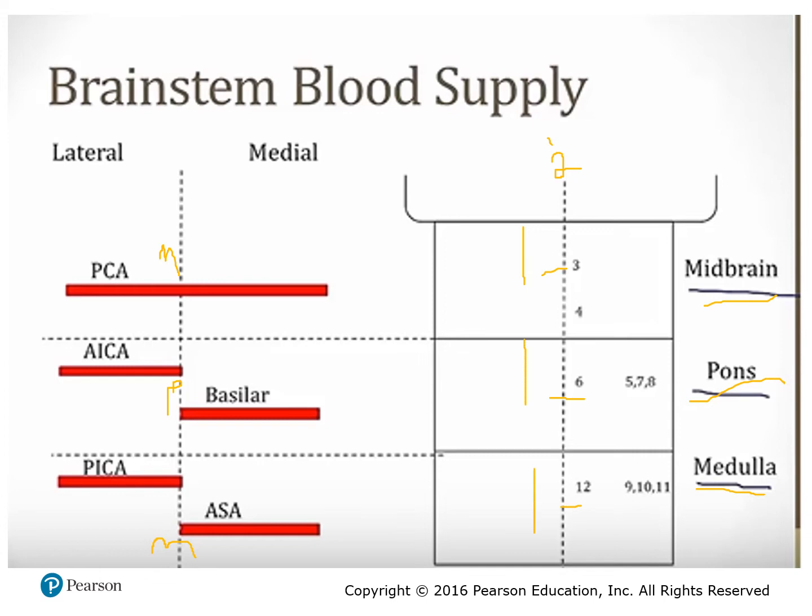1, 2, 3, 4, 5, 6, 7, 8, 9, 10, 11, 12, and we know that 9, 10, 11, 12 is medulla territory, cranial nerves 5, 6, 7, and 8 are pons territory, and then 3 and 4 are midbrain territory. And then what this is denoting is that 12 is medial or midline, so is 6, 4, and 3. So 3, 4, 6, and 12 are midline structures.